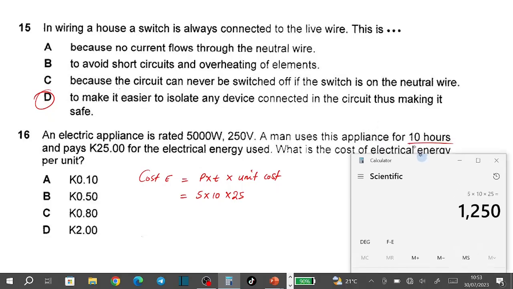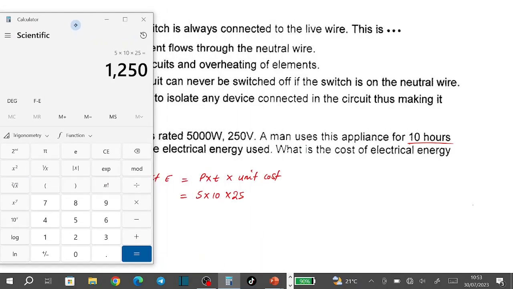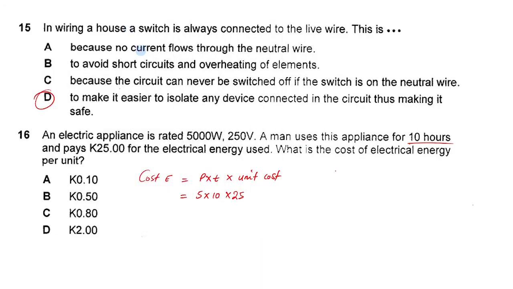Oh, you look at the question. That's why understanding the question is very important. The question is saying, what is the cost of electrical energy per unit? So they need per unit, not what we are calculating. So this is what they already said. They're saying 25 for the electrical energy used. So that is the total. So here it was 25. Okay, so this person used 25 in total.